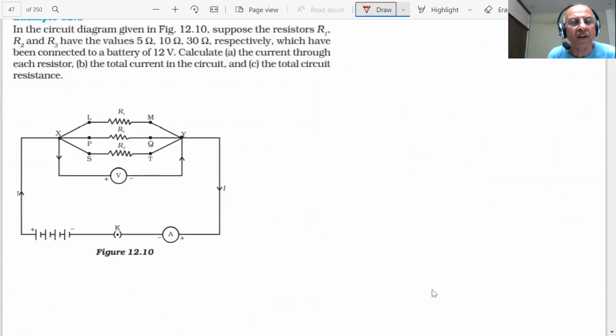Now there is a question based on this. In the circuit diagram given, suppose the resistors R1, R2, R3 have values 5, 10, 30 ohm, which have been connected to a battery of 12 volt. Calculate the current through each resistor. Second, the total current in the circuit and the total circuit resistance. You have 2 minutes to solve this question. This question is to be answered based on resistors connected in parallel.